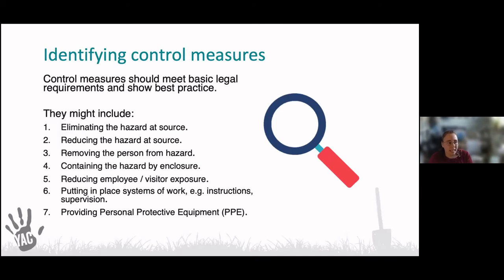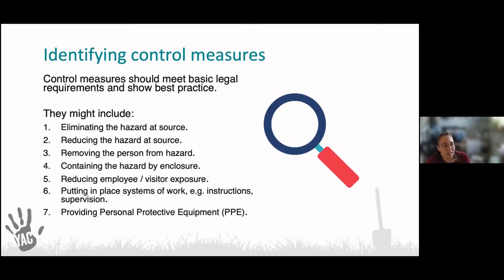So still looking at our risk assessment and how we identify control measures. Any control measure should meet basic legal requirements and show best practice. So they can include eliminating the hazard at the source.